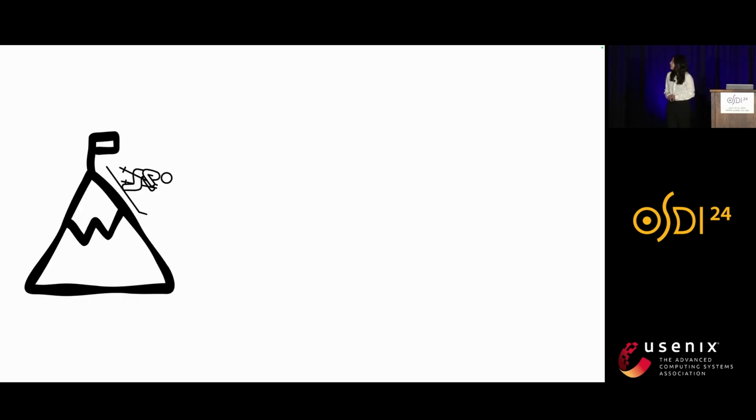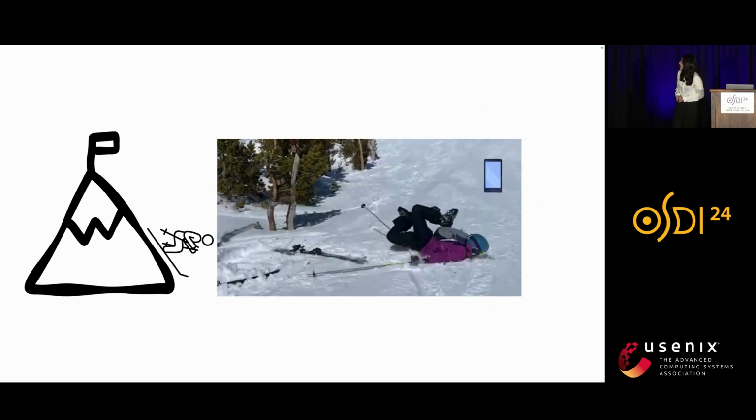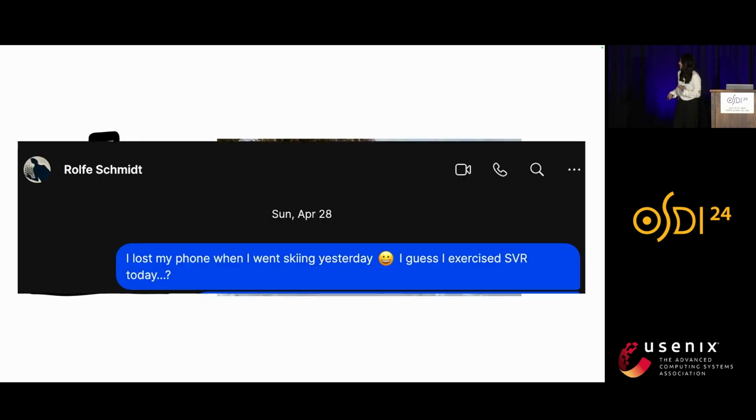So actually, a couple of months ago, I was Bob in this case, in that I went skiing. I took a fall, and then my phone just disappeared into the snow. It fell out of my pocket. It's still on Lake Tahoe somewhere. And so 2.5 months ago, I was like, oh, did I just use SVR to recover my keys?